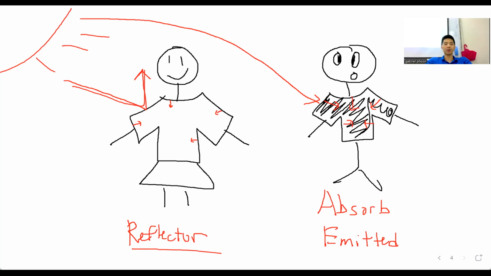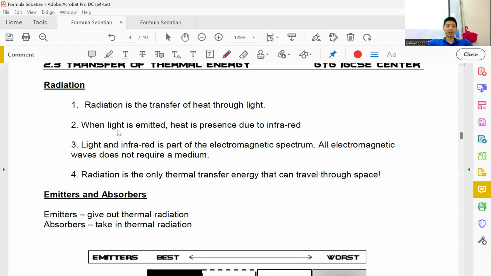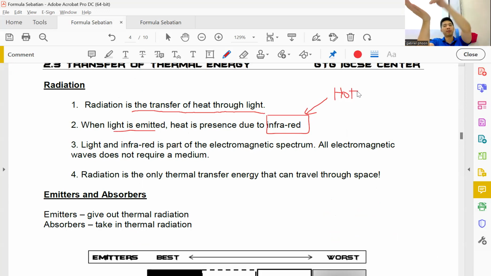Great. So from here, if you look at the statements, guys, radiation is a transfer of heat through light. When light is emitted, heat is present due to infrared. Whenever you see this word, infrared is everything related to hotness. The reason why you put your hand under the sunlight and feel hot is because there's infrared beaming onto your hand. A lot of people say, oh, it's very bright today, so it's very hot. Usually, when it's very bright, it's because you have a lot of visible light going into your eye. But the reason why it's very hot is because there's a lot of infrared beaming down onto your hand. That's why you feel hot.